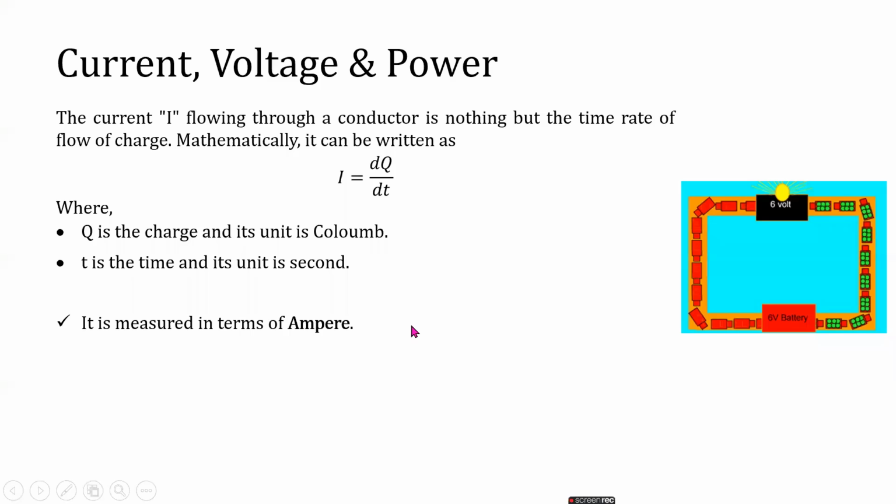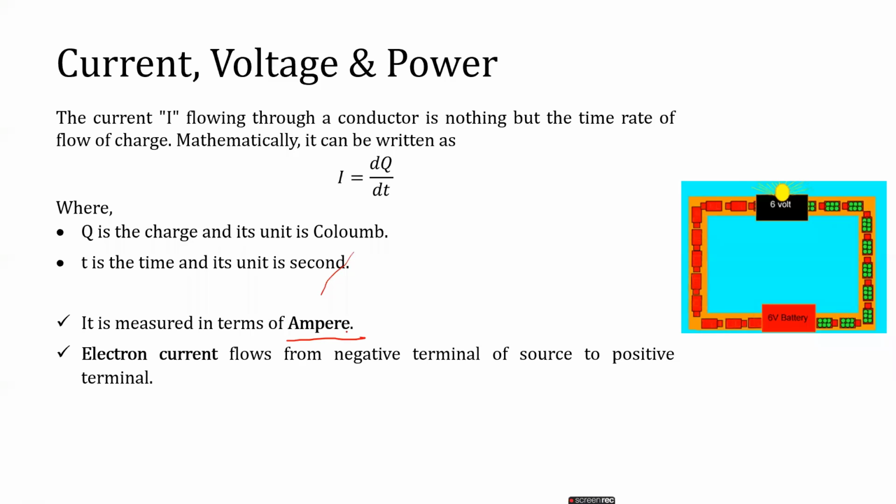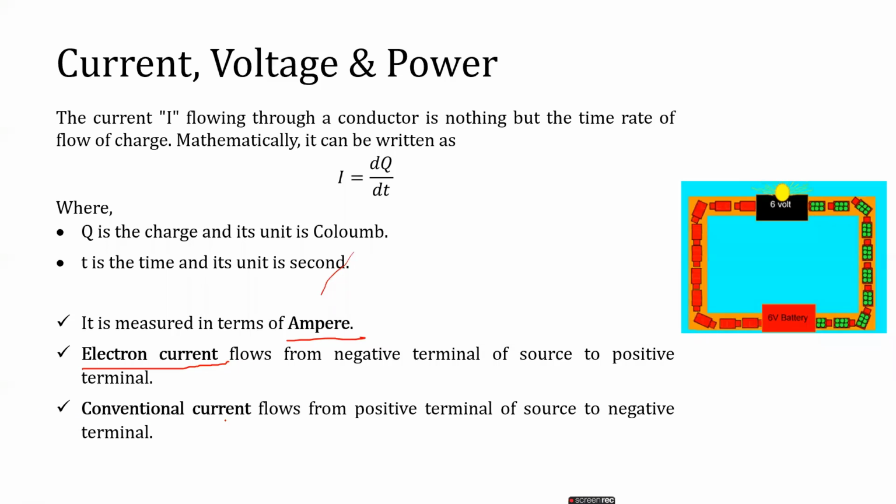Always the unit of the current is ampere. Keep that point in your mind. There are two more concepts, that is electron current and conventional current. What do you mean by these two? Whatever you are observing in this GIF, it is an electron current. Here, there is a positive terminal of the battery and a negative terminal of the battery.